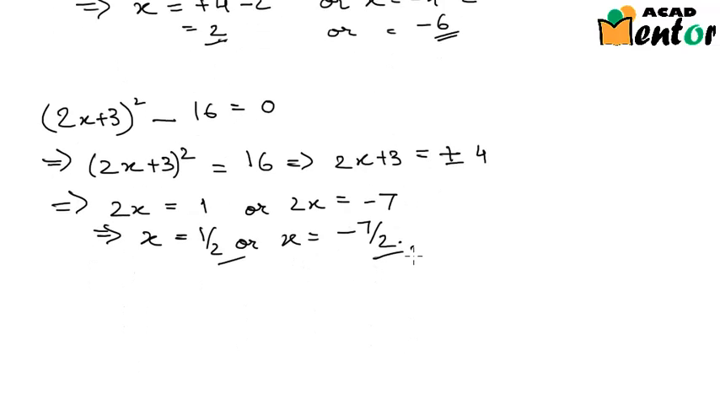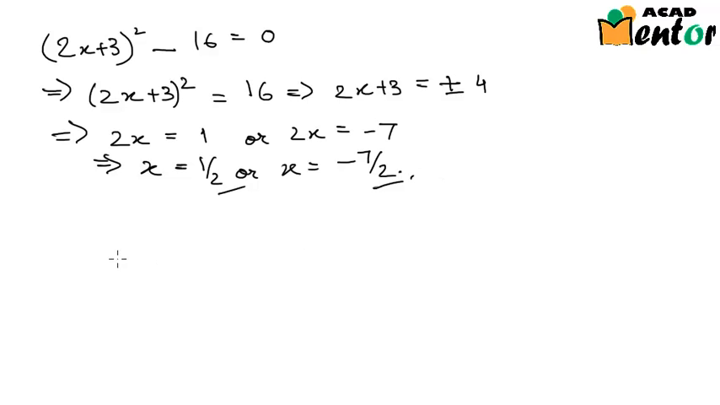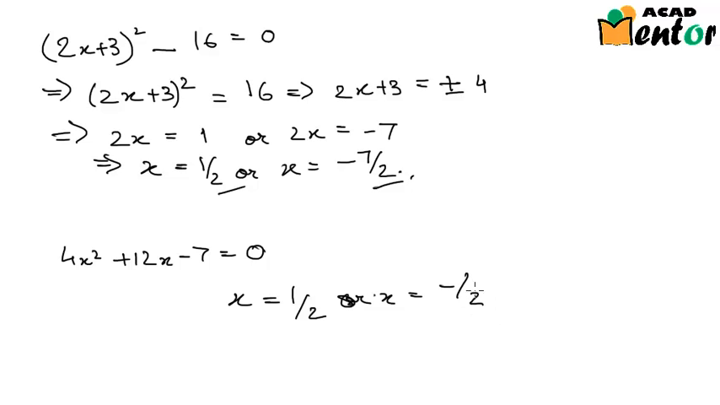Now let's look at another equation. So here's the equation, 4x square plus 12x minus 7 equal to 0. The answers are x equal to 1 by 2 or x equal to minus 7 by 2. You must be wondering, how did I do it that fast? It wasn't a trick. If we look carefully, the equation that we had just seen before this one is nothing but the same as this equation.